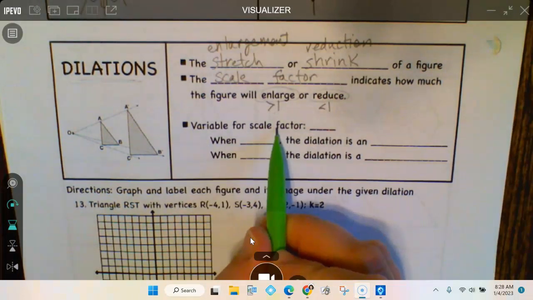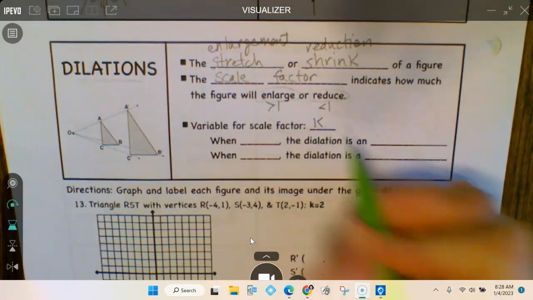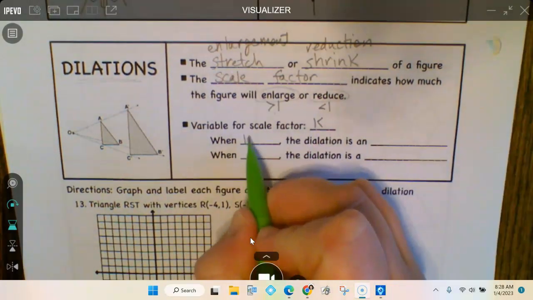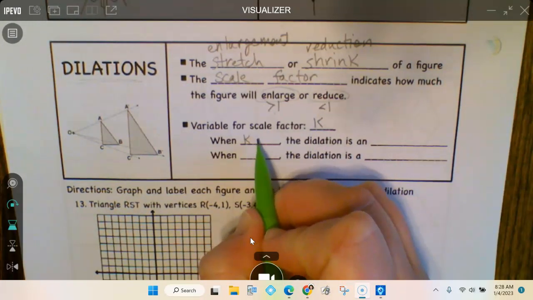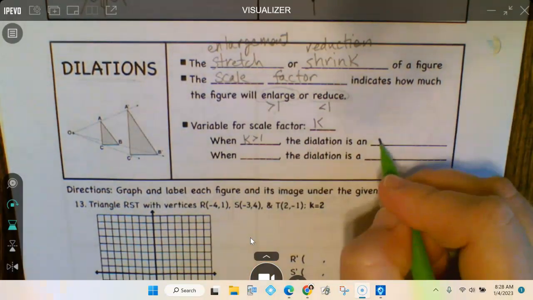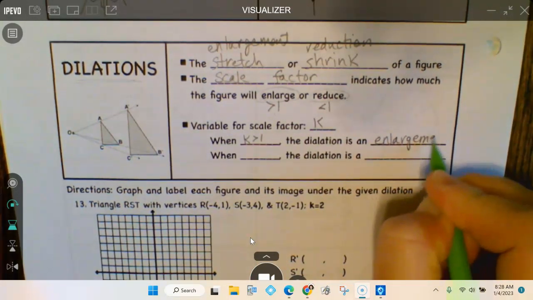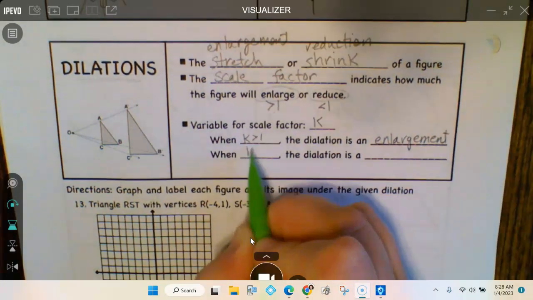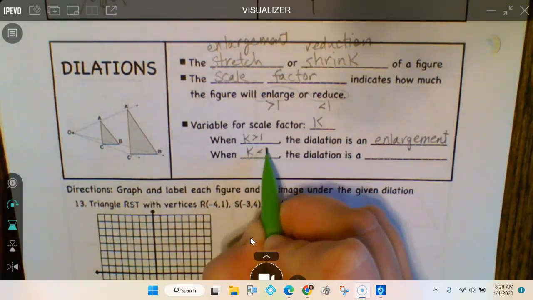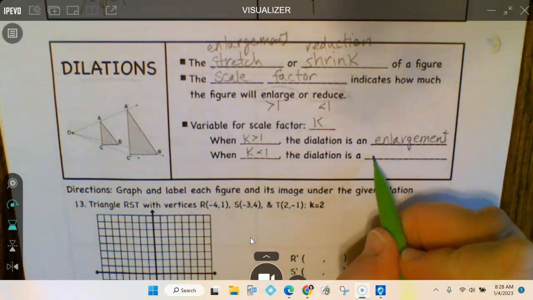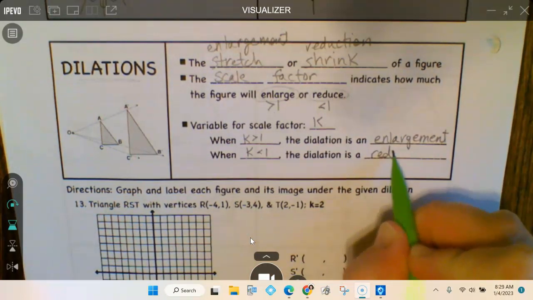Okay, the variable that we use for scale factors is k. So when k is greater than 1, the dilation is a stretch or an enlargement. And when k is less than 1, the dilation will be a reduction.